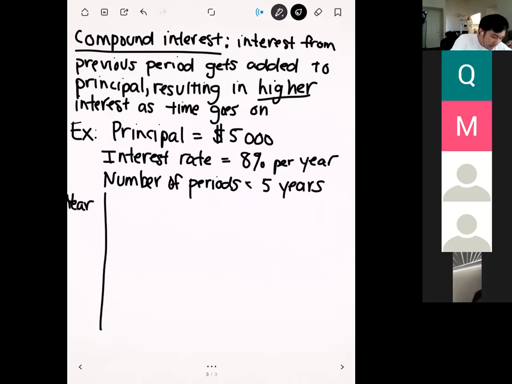So the first column for a table is going to be year. Right? And so let's make a row for every year that we're going to do. So we're going to have year 1, year 2, year 3, year 4, and year 5. Okay.